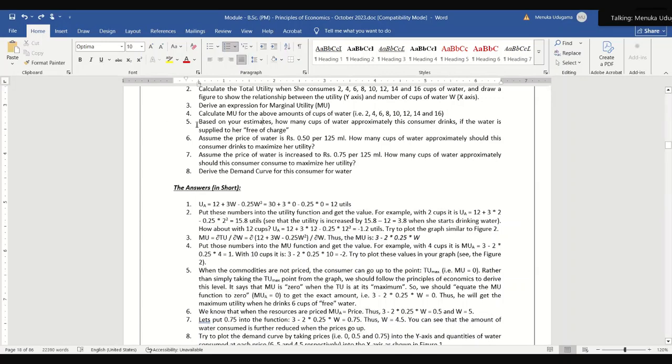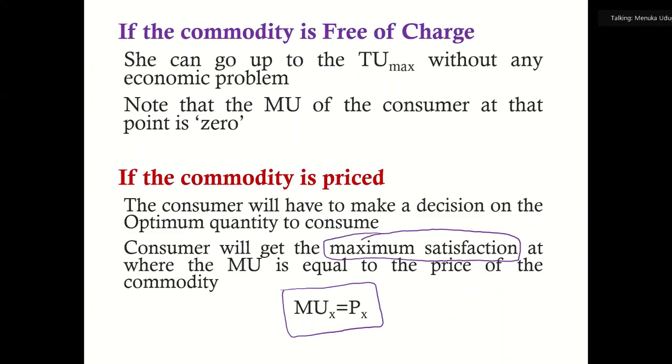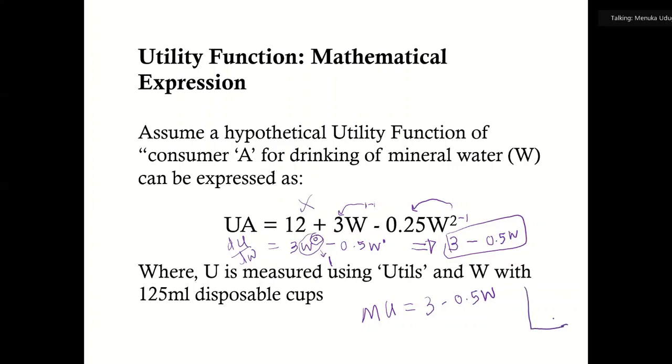Right. Then the fifth question is, based on your estimates, how many cups of water will this consumer consume if water is free of charge? Right? Water free. Now, if you remember, we discussed this equation. We know that if water is free, the consumer will reach the maximum satisfaction. At this maximum satisfaction, the marginal utility is 0. So if you make marginal utility 0 and write the mathematical function, then you solve for W. Good. So if you can do that.